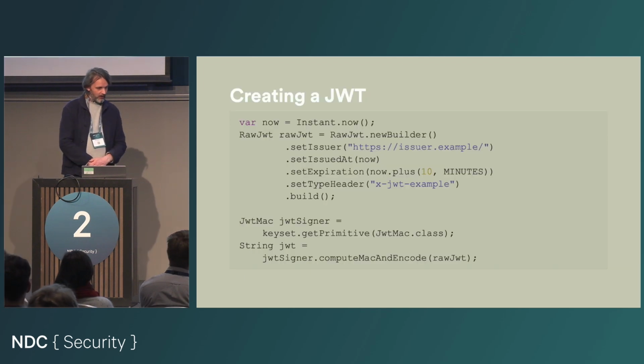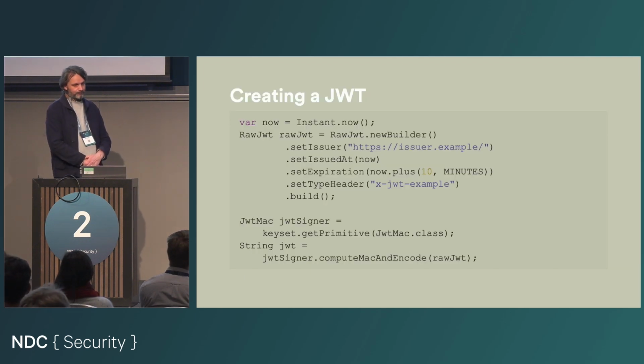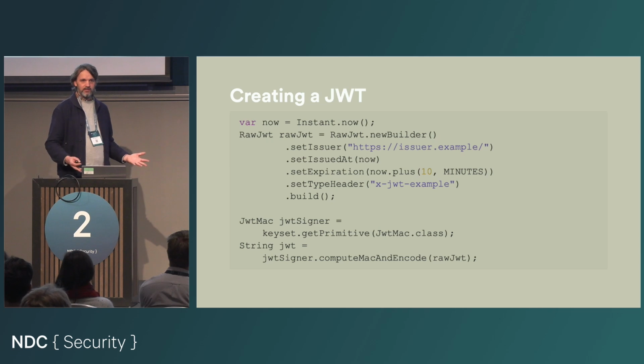So they have a bunch of APIs for creating JWTs. First of all, you create what's called a raw JWT with this builder, and you can set a bunch of stuff in it. And that raw JWT, you can't do anything with. You can't convert it into an actual string JWT to send to anyone. All you can do is sign it. In this case, we're using a MAC, a symmetric message authentication code, and you only get the string back when you compute the MAC. So again, it's steering you towards secure patterns.